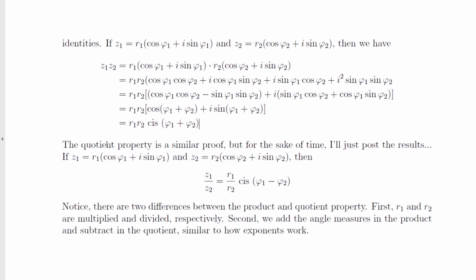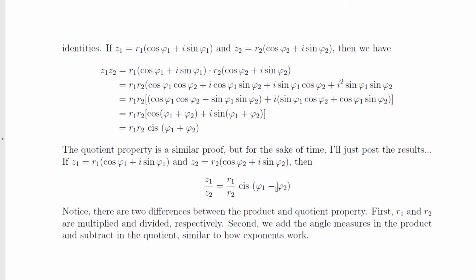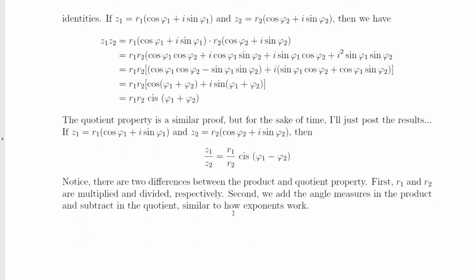Now, I did not do the quotient property. It's pretty much identical. There's just a few things that get moved around. But in the end, what you get is z1 over z2 is equal to r1 over r2 times cis phi1 minus phi2. Now, here is the thing. This is a minus. The cool thing is that this minus sign mirrors some of the properties of exponents.